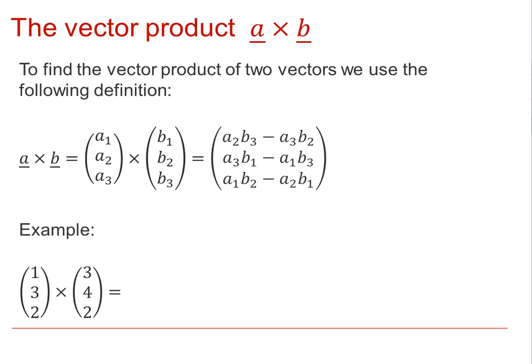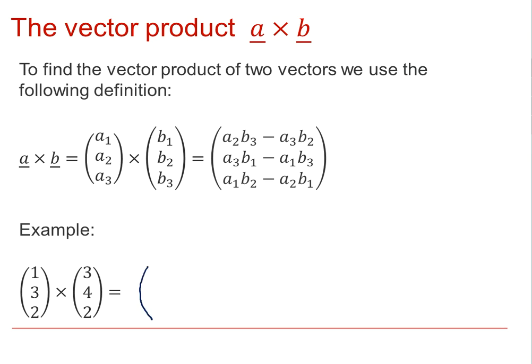To find the vector product of two vectors, we use the following definition, that a cross b is given by a2b3 minus a3b2 for the x component, a3b1 minus a1b3 for the y component, and a1b2 minus a2b1 for the z component, where vector a is given with xyz components a1, a2, a3, and in the same way, the vector b is given by xyz components b1, b2, b3. Let's look at an example.